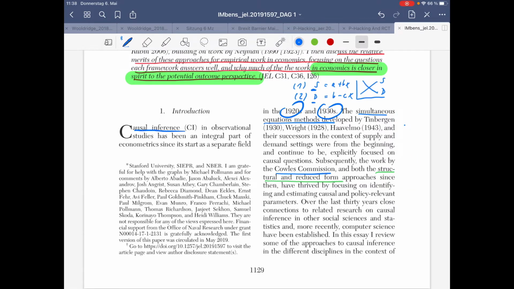Another thing is structural and reduced form approaches. So in the reduced form, you only have the exogenous variables on the right-hand side of the equation, and the endogenous variable on the left-hand side of the equation, right? And that's the reduced form.